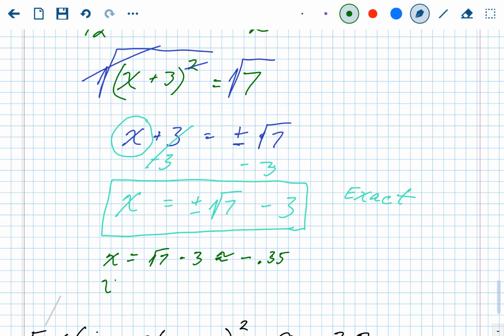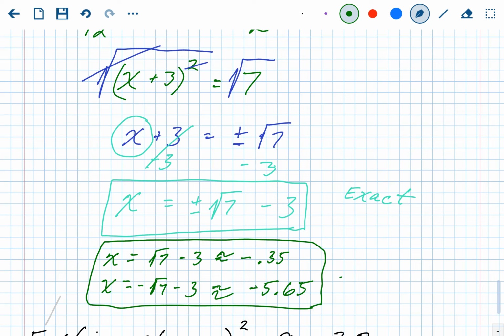And then you'd have to do it again, because remember, it's not just square root of 7, it's also negative square root of 7. Negative square root of 7 minus 3 is approximately negative 5.65. So those are our approximate answers. And up above is our exact answer. Usually I prefer the exact answer, but again, remember when we're solving quadratics, we're finding the x-intercepts. So if you tell me the x-intercept is square root of 7 minus 3, I can't really graph that. But I can graph negative 0.35 and I can graph negative 5.65.